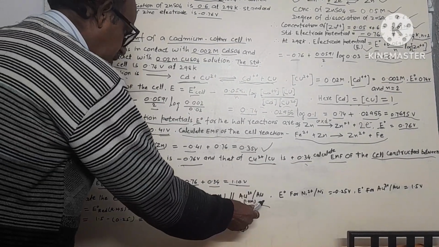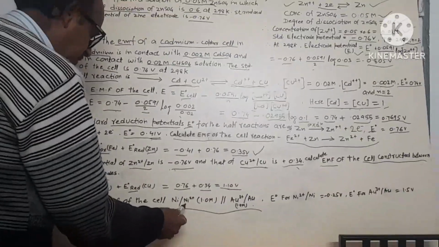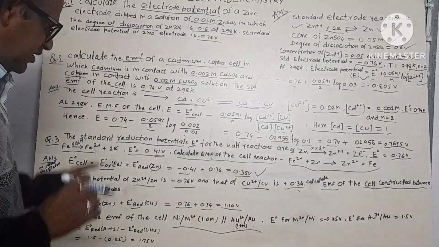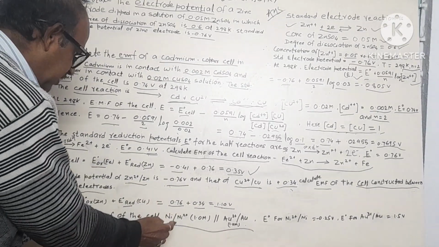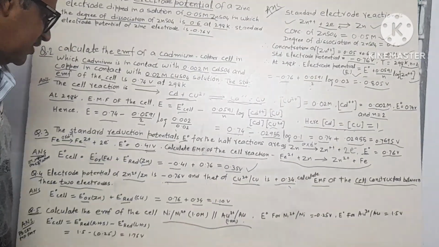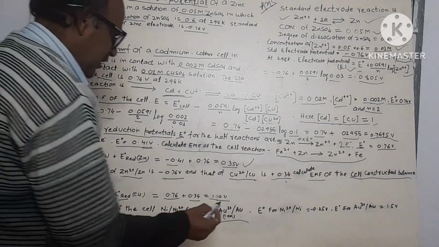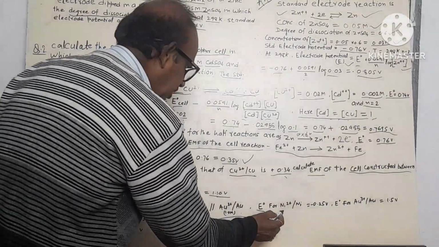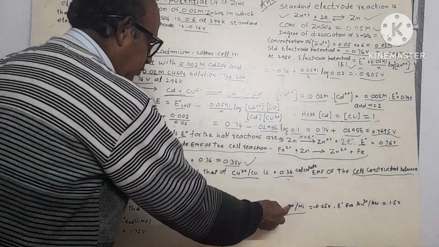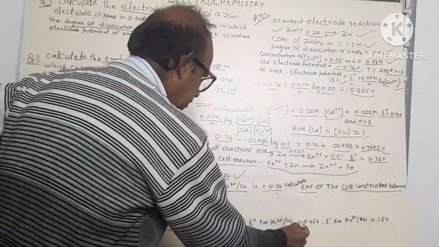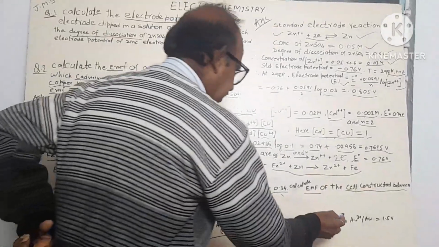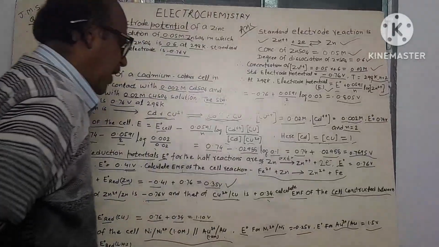Auric ion is converting to auric, and here nickel ion is converting to nickel. Nickel to nickel ion is the oxidation process, and auric ion to auric is the reduction process. The ion concentration is the same in both cases. It is given here a standard E for Ni2 plus to nickel, which means reduction. Its value is given as minus 0.25 volt, and for auric it is given 1.5 volt.